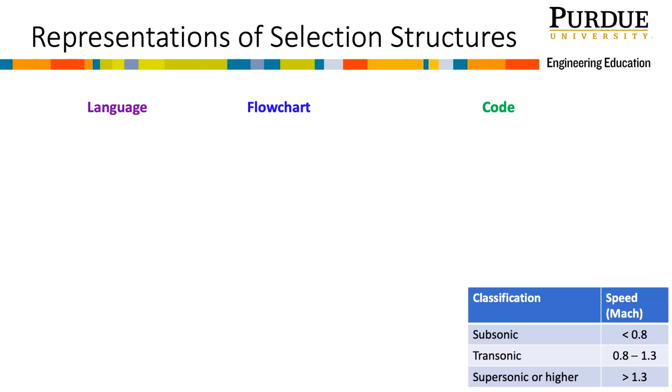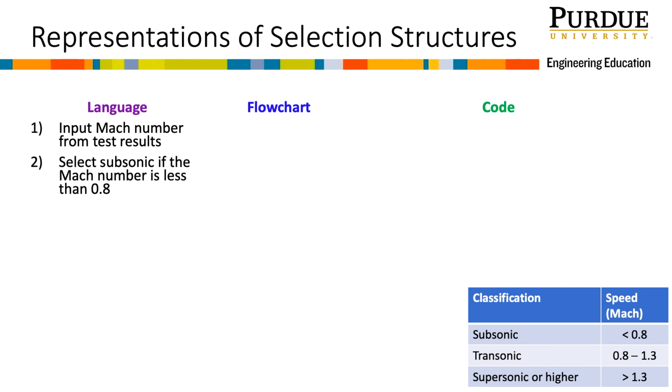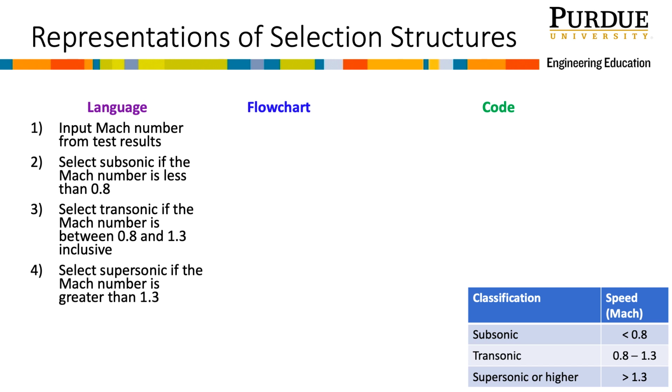Now, going back to our simple example, let's walk through the translation of language to flowchart to code. First, I'm going to give simple language to what needs to be done. We need to input a Mach number from the test results. Then use that input to make decisions. We will select subsonic if the Mach number is less than 0.8. Select transonic if the Mach number is between 0.8 and 1.3 inclusive, or select supersonic if the Mach number is greater than 1.3. Finally, we will output the appropriate category.